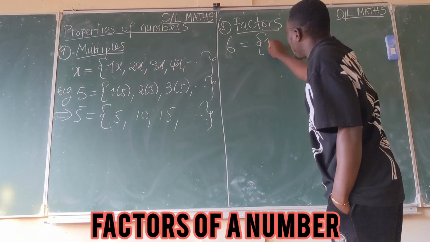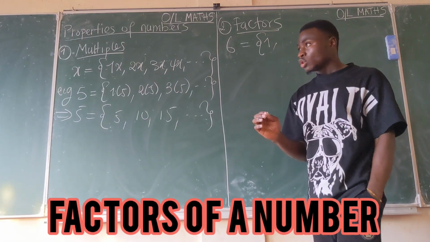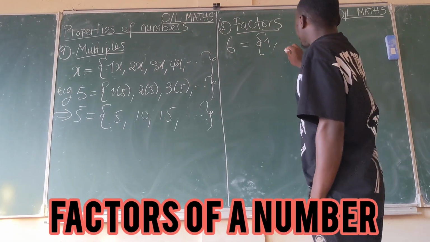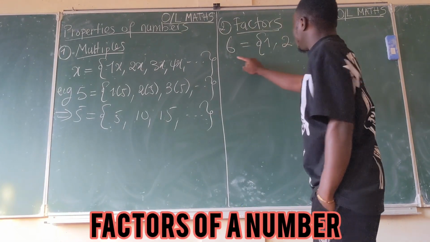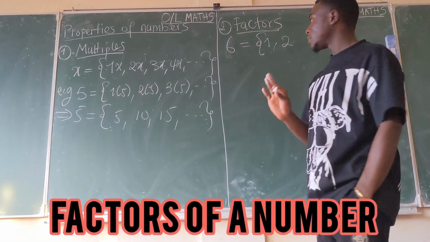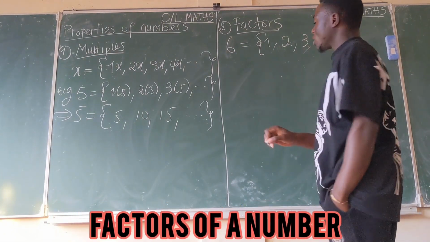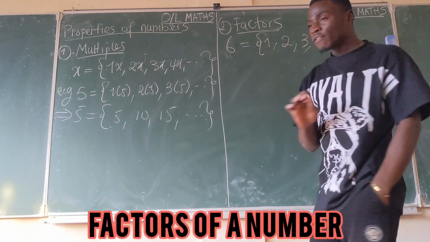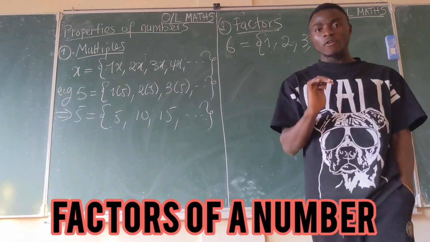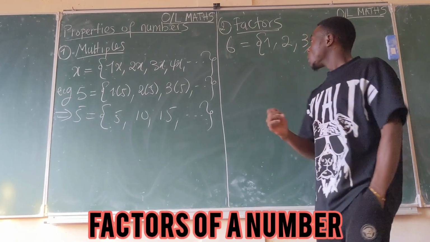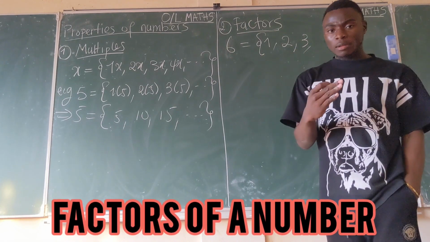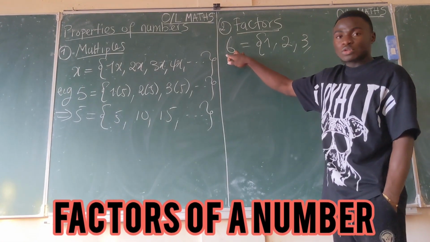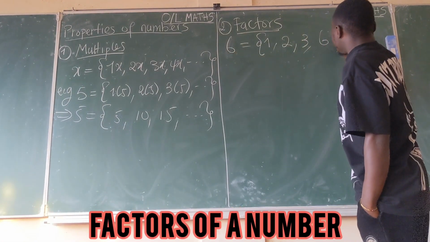So we begin with what? 1. 1 is a general factor to all numbers. So you see that 6 divided by 1 is 6, no remainder. So the second factor is what? 2, because 6 divided by 2 is 3, no remainder. The third factor is 3, because 6 divided by 3 is 2 with no remainder. Now 4 is not a factor of 6, because if you take 6 divided by 4, it's going to leave a remainder. Remarkably, you have to know that whenever you reach midway of the number you're looking for its factors, the next number just becomes itself.